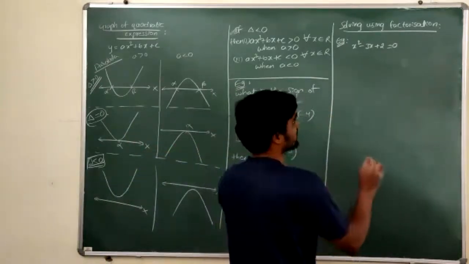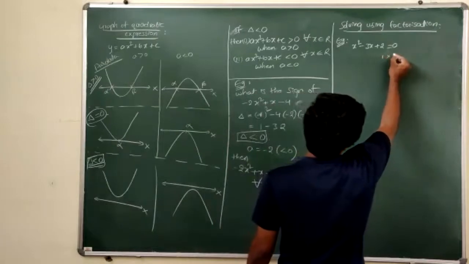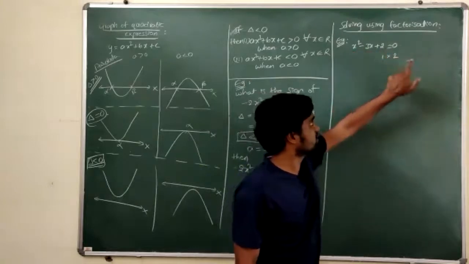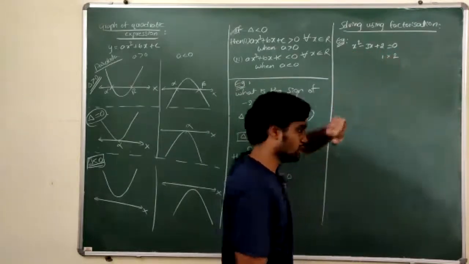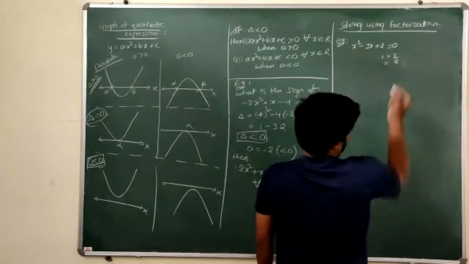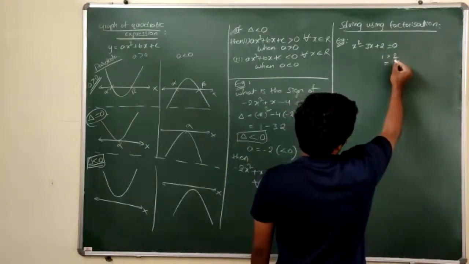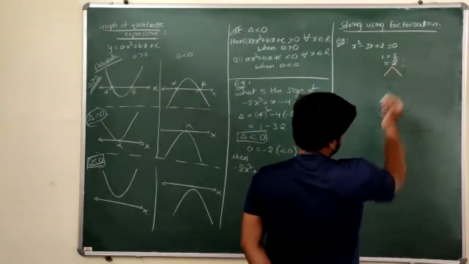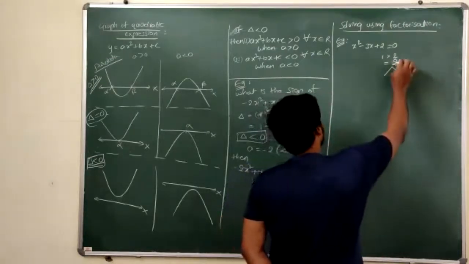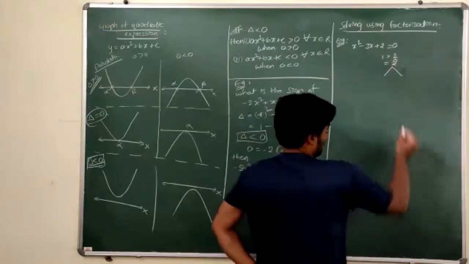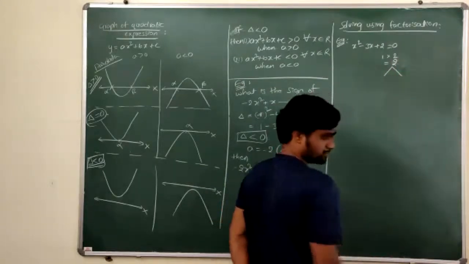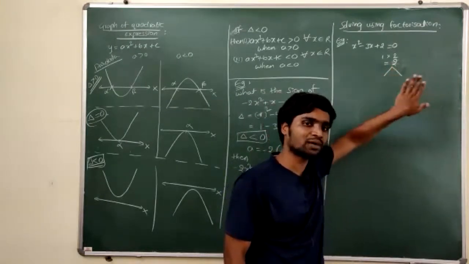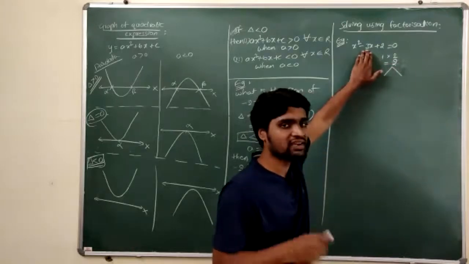Now, what is the rule of factorization? Take a and c, multiply those two. Now you have to express this product as a product of two numbers such that the sum of those two numbers should be equal to the middle term.